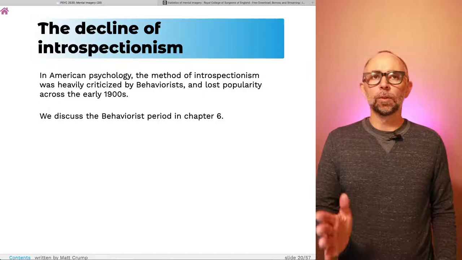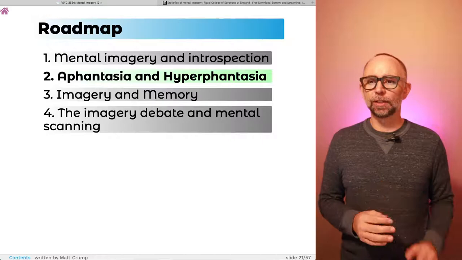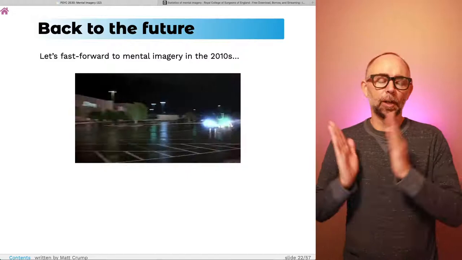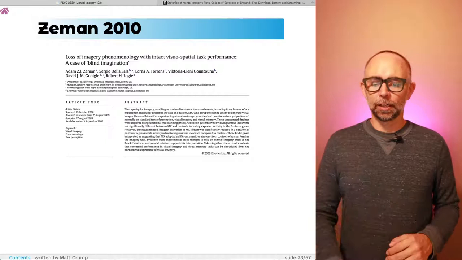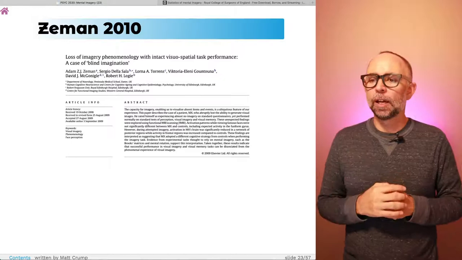All right, let's move on to the next topic, aphantasia and hyperphantasia. These are two interesting kinds of terms. And what we're going to do now, speaking of the history of psychology, is a little time travel. We're going to jump forward, skip almost 100 years of research, and talk about mental imagery research in the 2010s, because this is where the words aphantasia and hyperphantasia first start popping up. As we will see later in the lecture when we start filling in the historical gaps, interest in mental imagery research has gone up and down over the years.